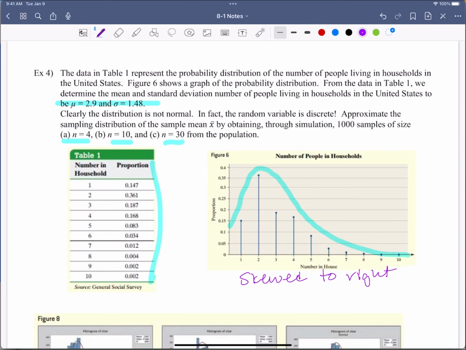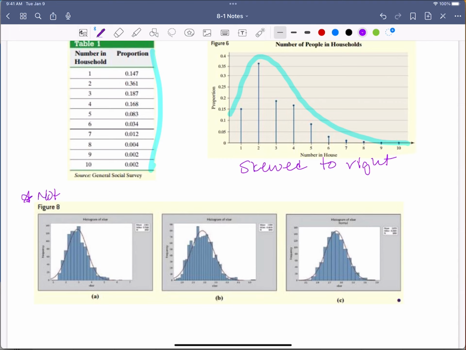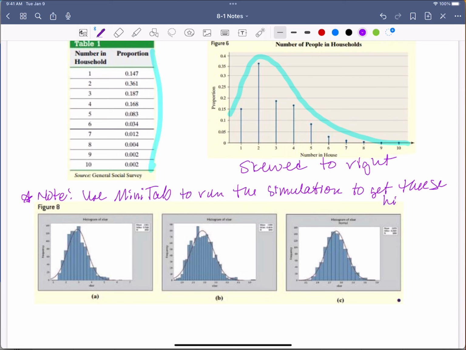In our book, they used a program called Minitab. We're going to use Minitab to run a simulation to get these histograms. I have a tendency to go too fast. You guys know, you've been with me for a while now. So we're going to use Minitab to run the simulation to get these histograms.